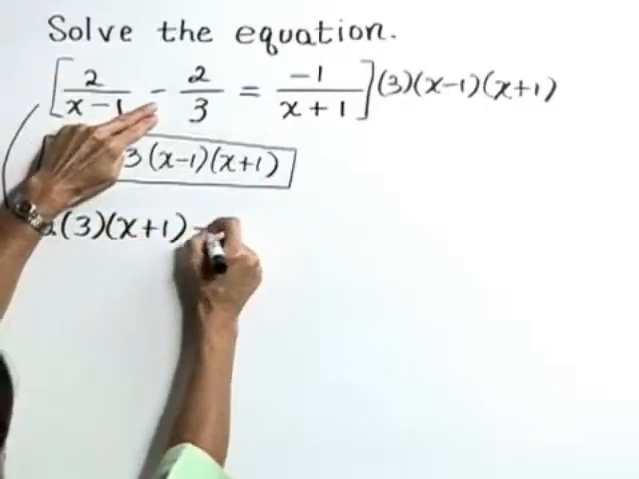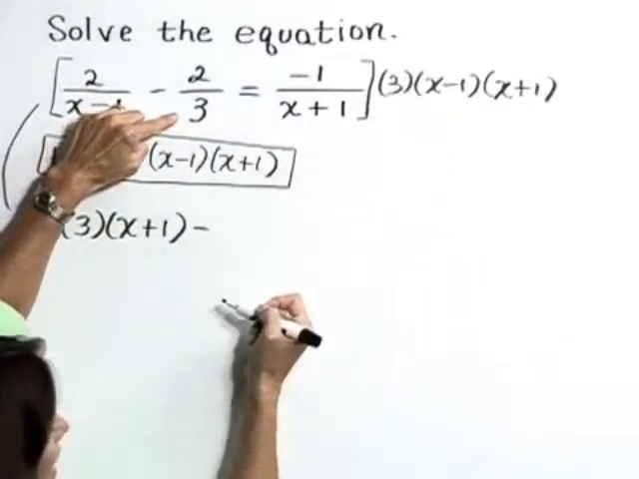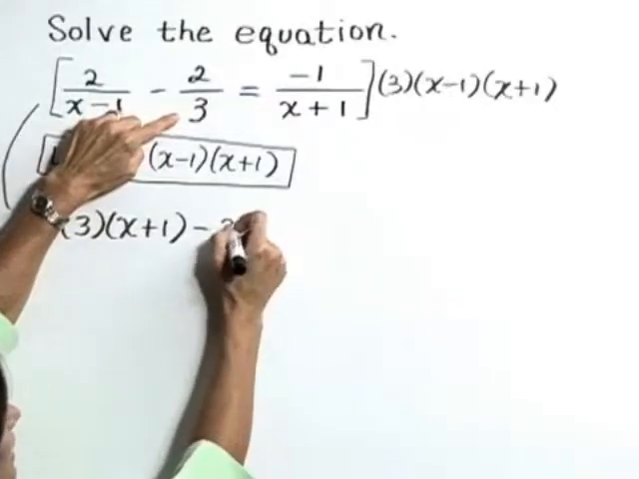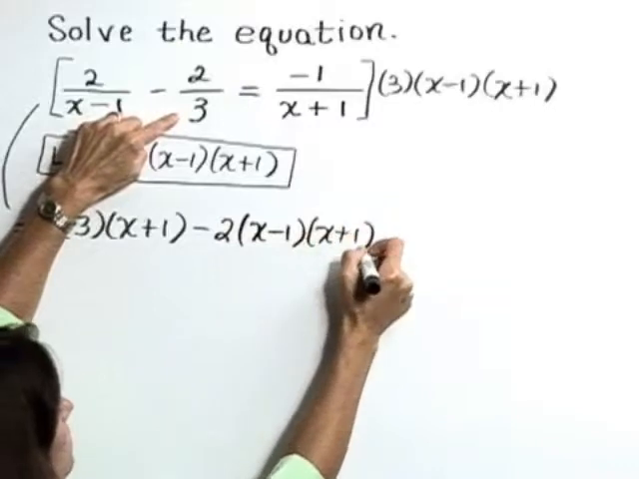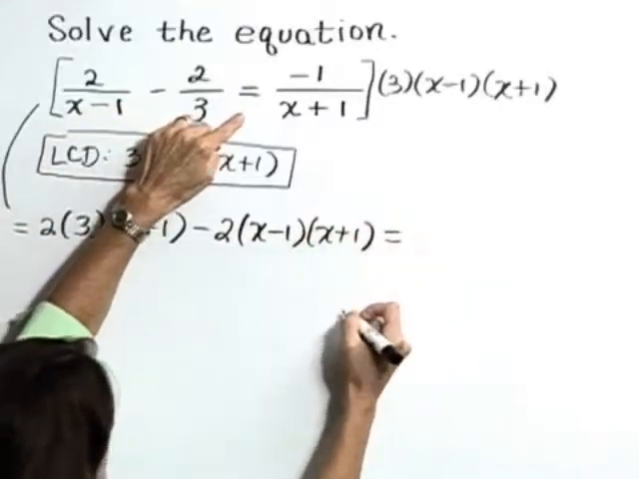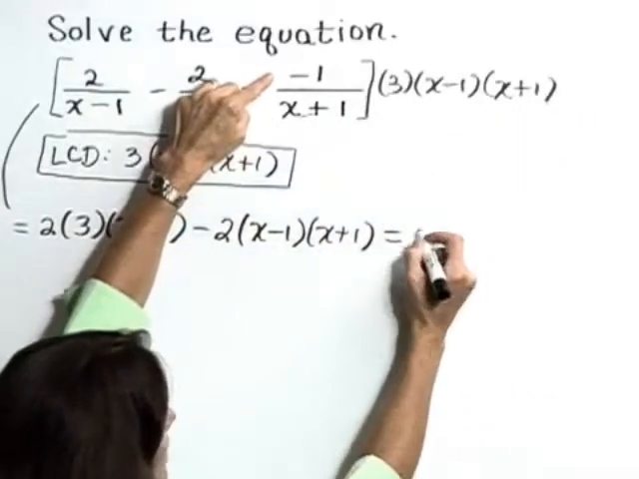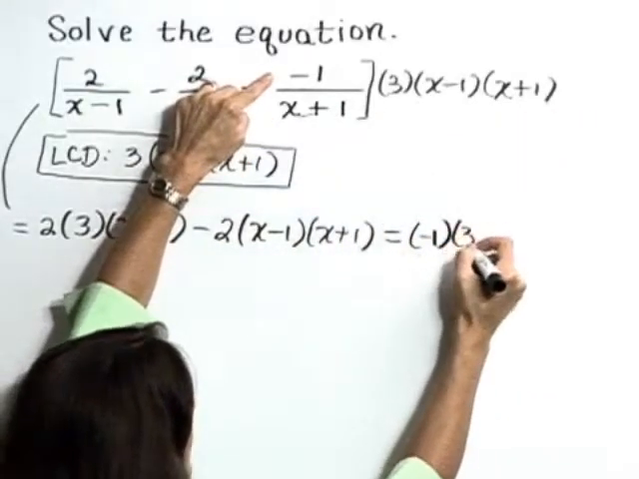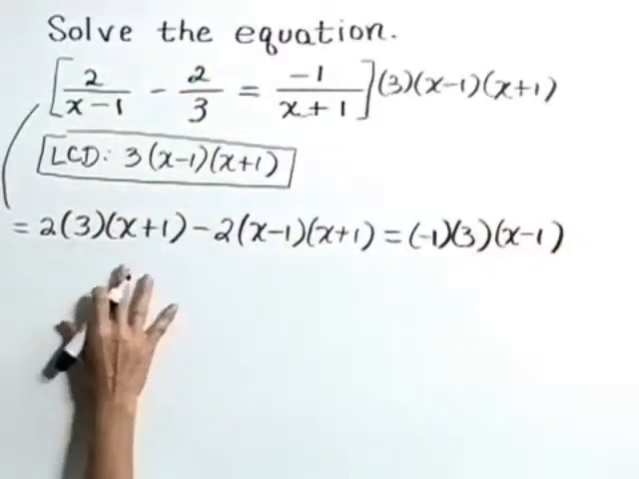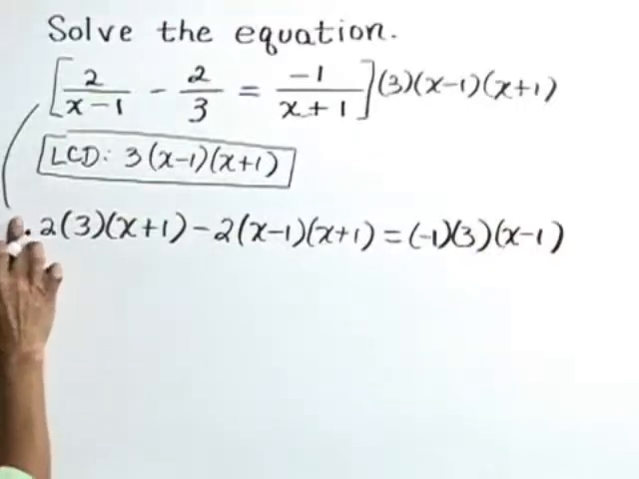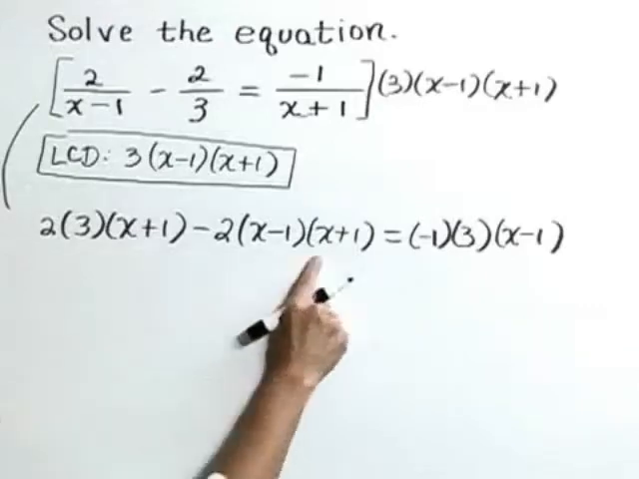Moving to our second fraction, we've got a minus sign in front. Notice that our 3's are going to cancel prior to multiplying, leaving a 2 times x minus 1 times x plus 1. And on the right-hand side of the equation, we'll notice that the x plus 1's cancel, leaving negative 1 times 3 times x minus 1. So we've gotten rid of the fractions. I'm going to erase that equal sign. I don't like the looks of that there. We've gotten rid of the fractions. Now let's simplify the result.